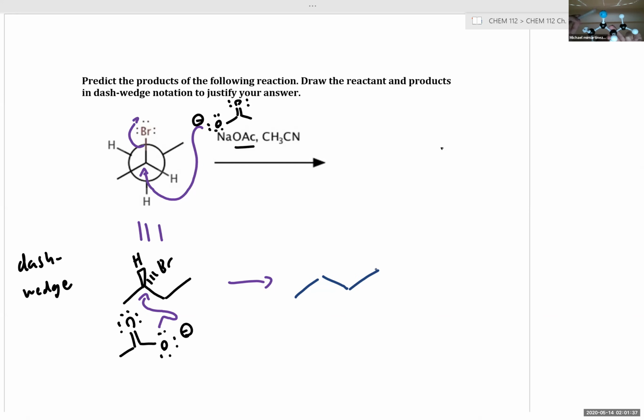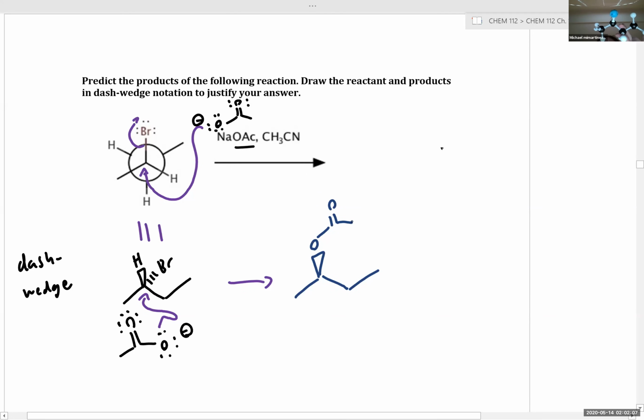Now, is our nucleophile, our acetate, pointing towards us or away from us? Towards. So what symbol do we give it, a dash or a wedge? If it's going towards us, what symbol? Yep, it gets a wedge. Exactly right.